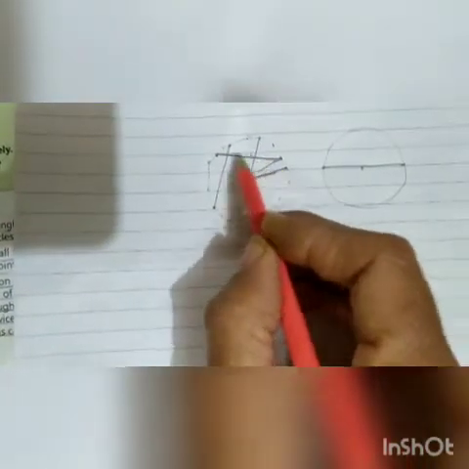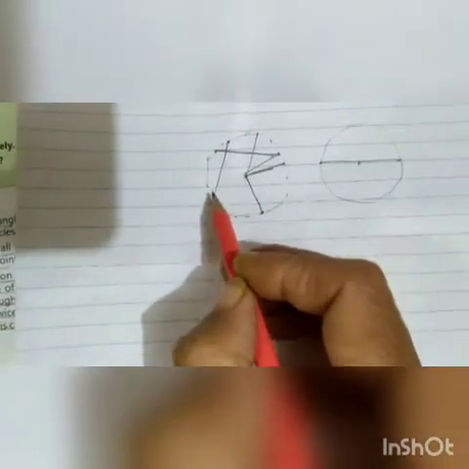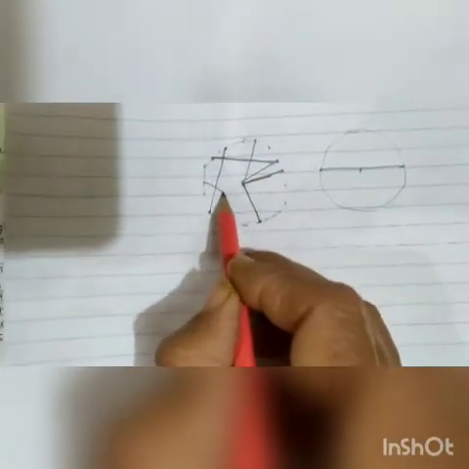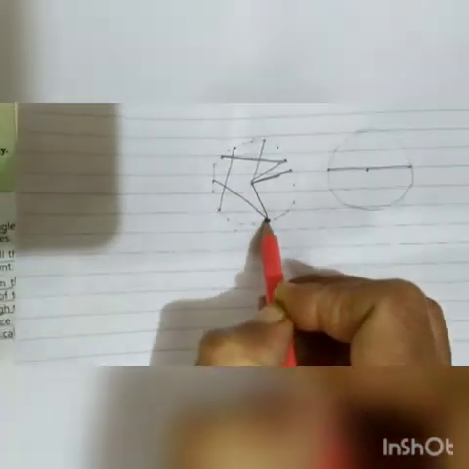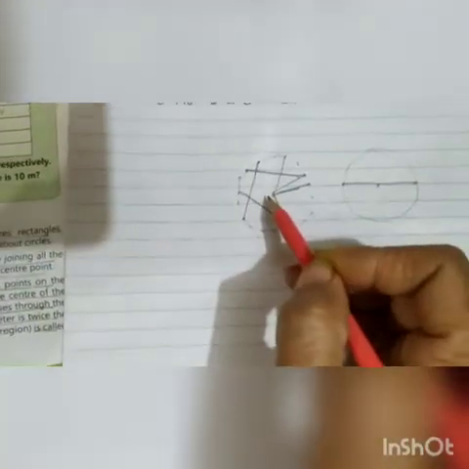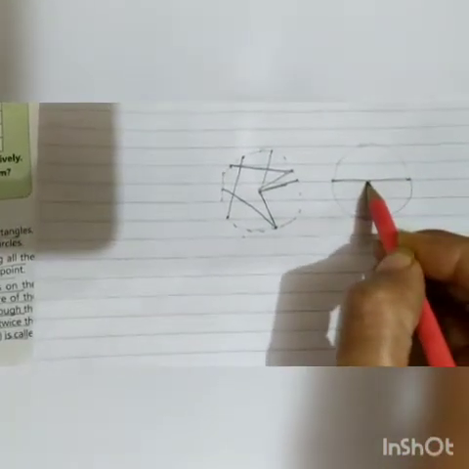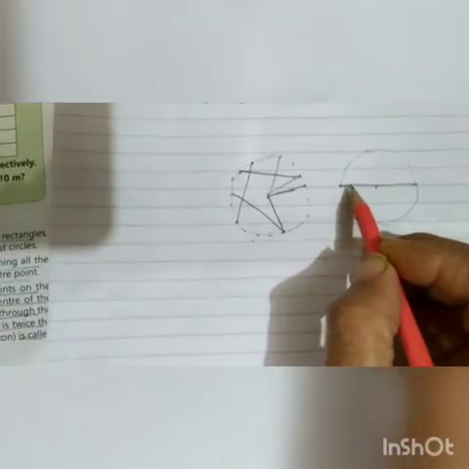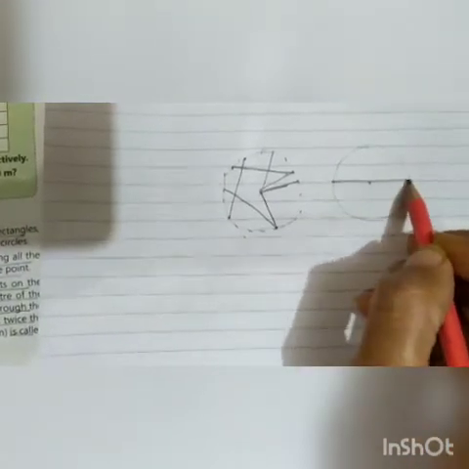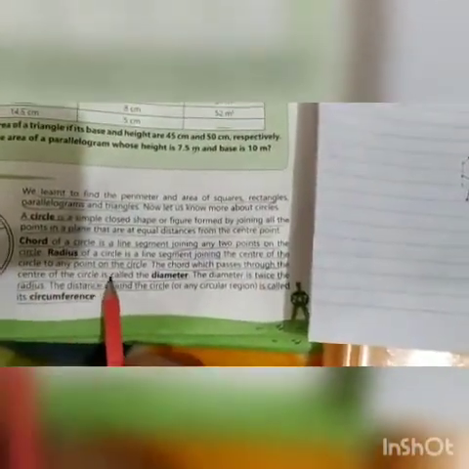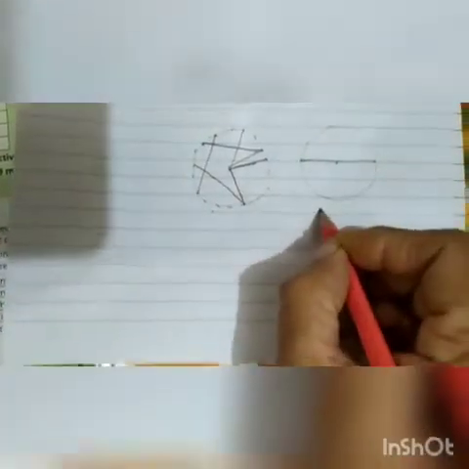Here these chords are not passing through the center. I am taking one more chord like this, but all these chords are not passing through the center, while this chord is passing through the center. So if a chord passes through the center, then this chord is known as the diameter of the circle. The chord which passes through the center of the circle is called the diameter. The diameter is twice the radius. Diameter is always twice the radius.